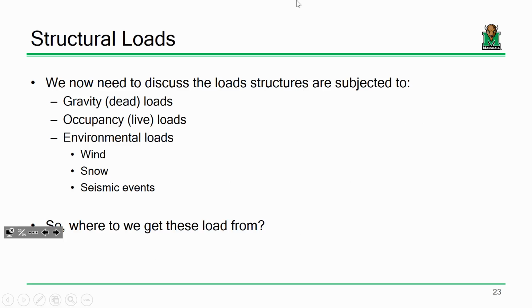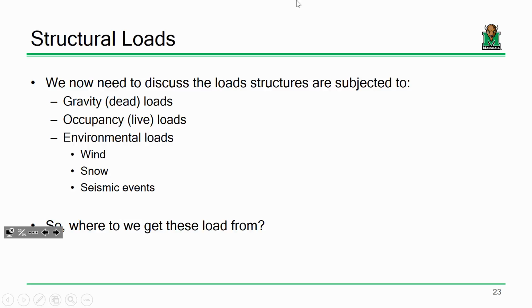What I want to talk about today, and I'll do my best to make sure this isn't movie time, is some fundamental provisions associated with basic gravity loads. So dead loads, live loads, and snow loads. I'm going to somewhat briefly talk about lateral loads, wind, and seismic, but I've reserved the heavy discussion for wind and seismic in steel design.